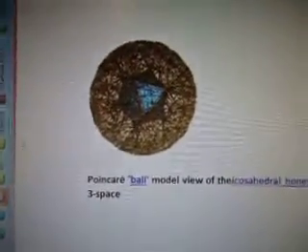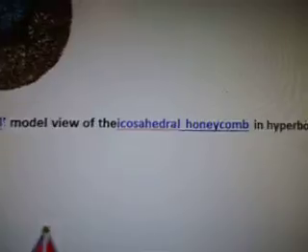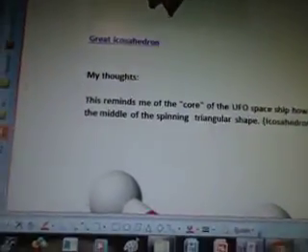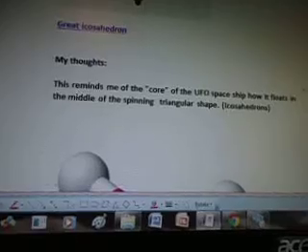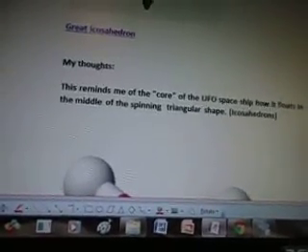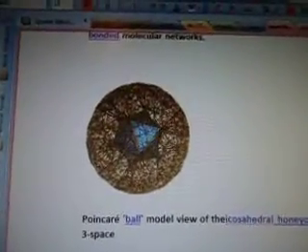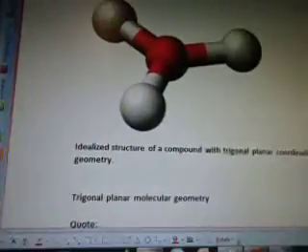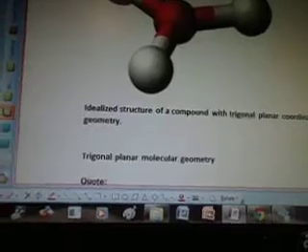Take a look at this thing here. So this is a Poincare ball model view of the icosahedral honeycomb in hyperbolic 3-space. Isn't that cool? And here's a great icosahedron. My thoughts: this reminds me of the core of the UFO spaceship, how it floats in the middle of the spinning triangular shape, icosahedron. So you would put these 2 together. You have this in the middle and this around it. Idealized structure of a compound with trigonal planar coordination geometry.